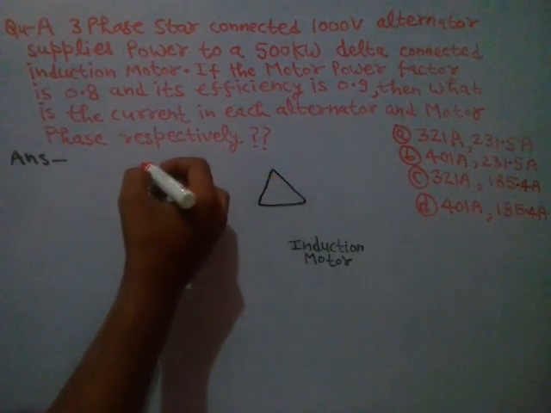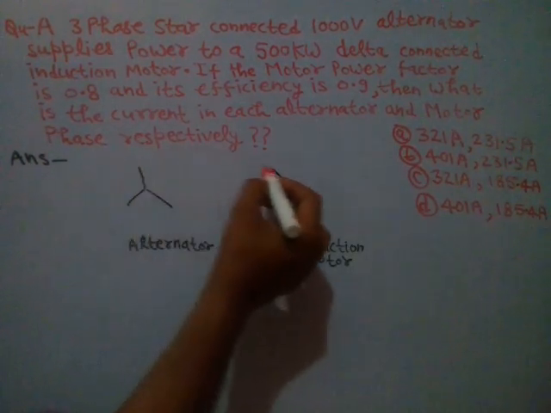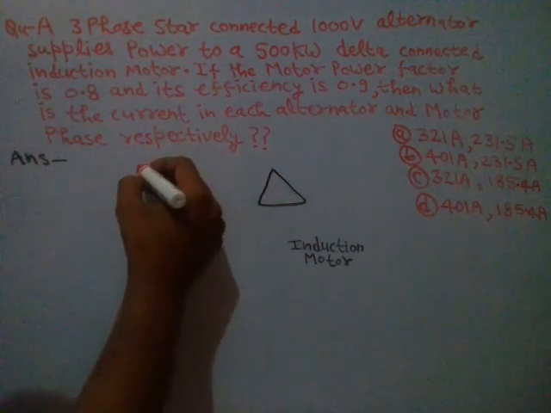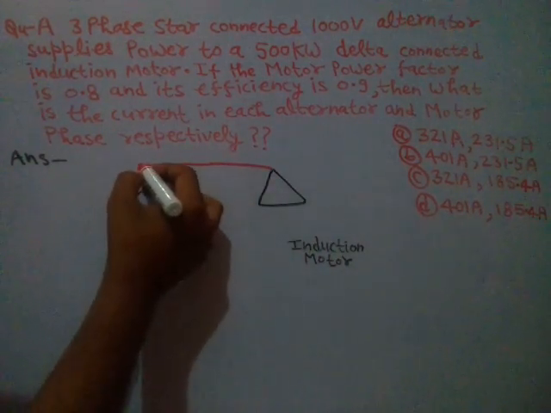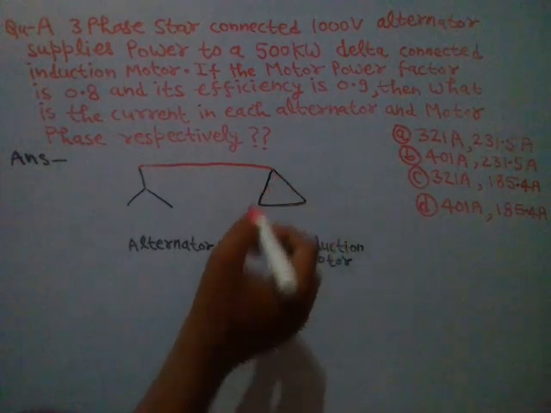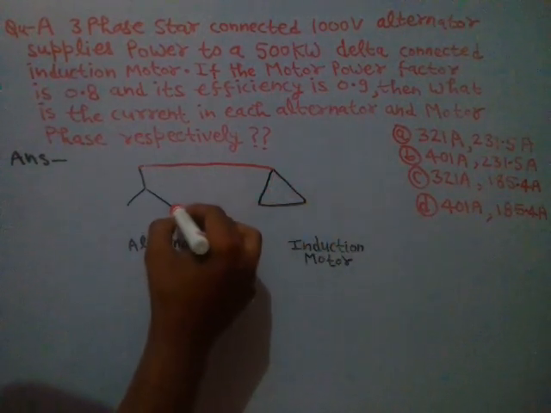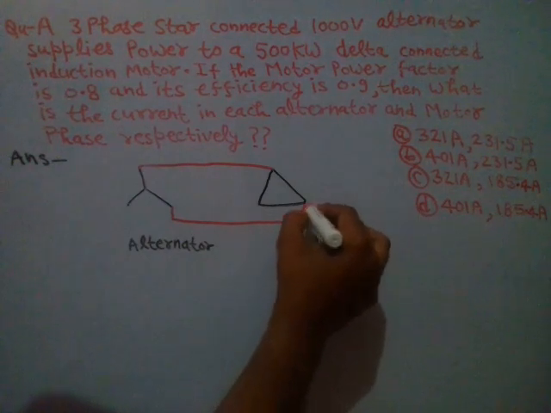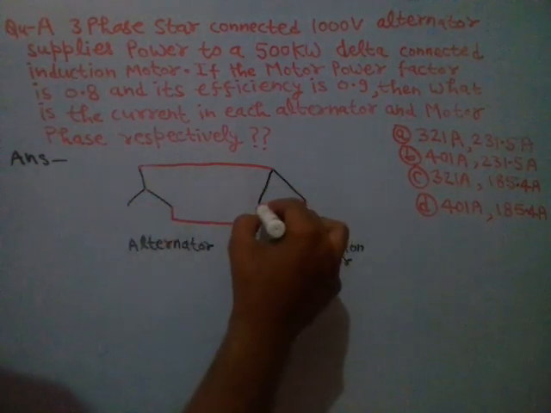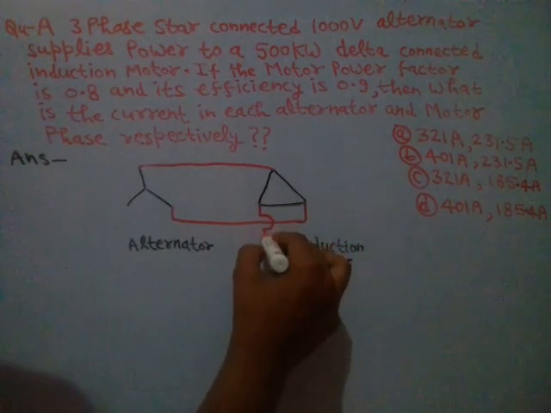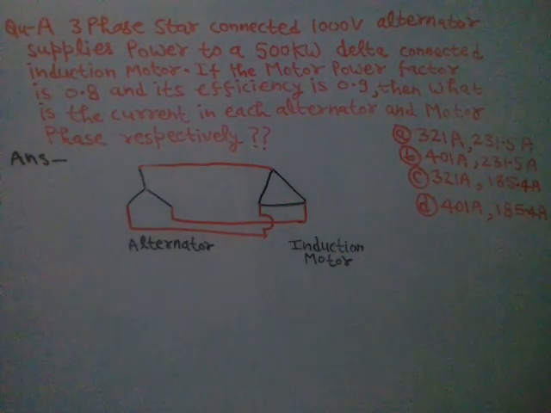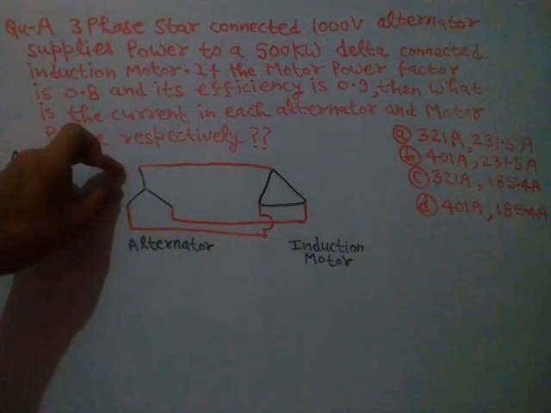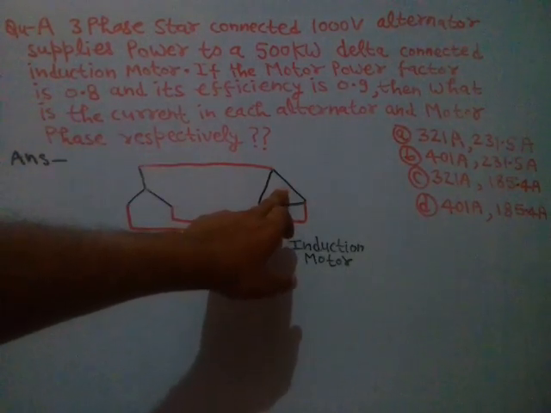So an alternator is supplying power to a delta connected induction motor. Let us complete the winding diagram. The alternator is star connected and the induction motor is delta connected. So like that you can connect the respective phase windings. So we have connected this alternator with a delta connected induction motor.